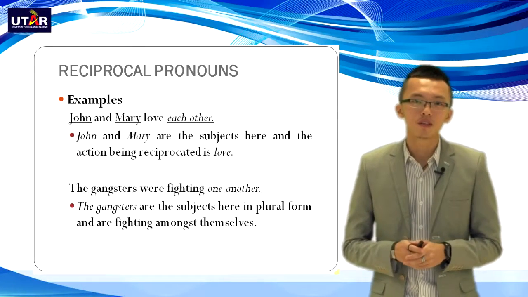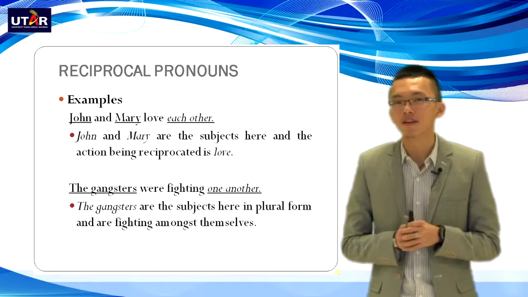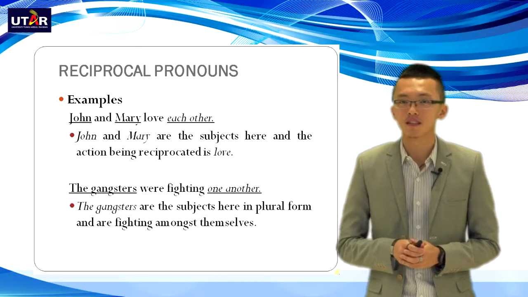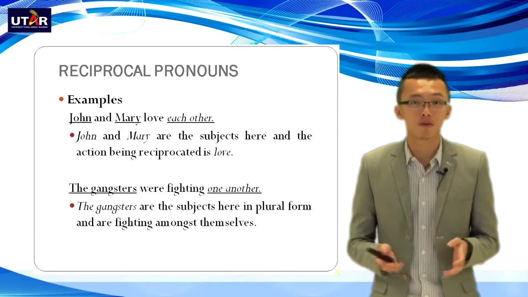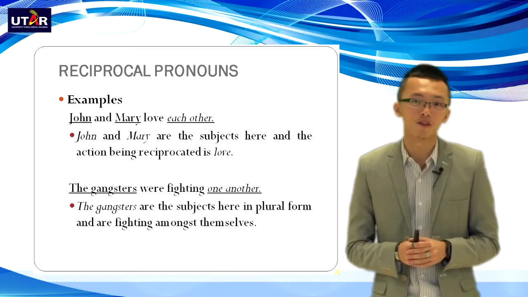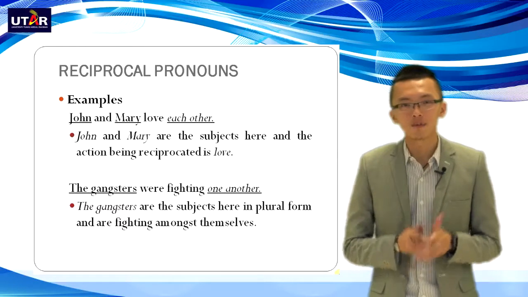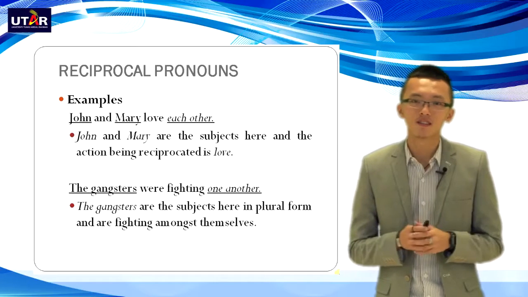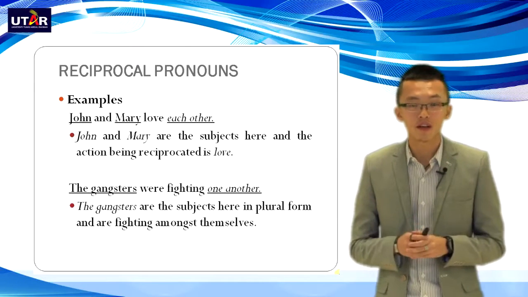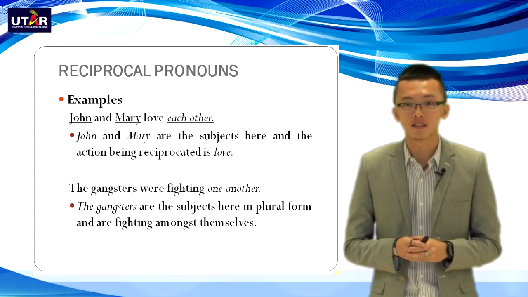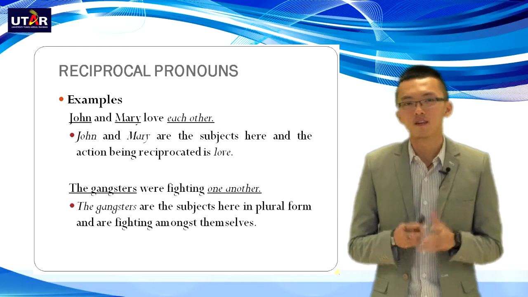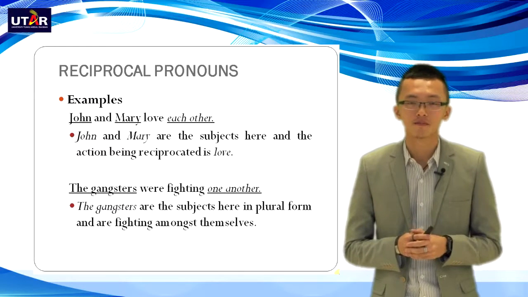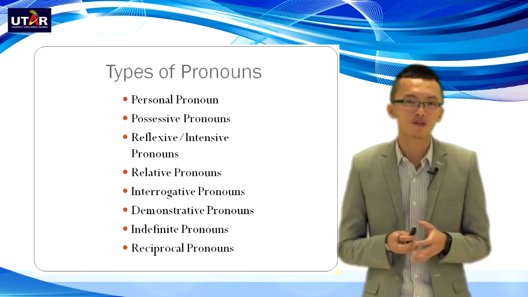Here are some examples. The first one, John and Mary love each other. Now, John and Mary are the subjects of this sentence, and the action here being reciprocated between the two of them is the verb love. The second example, the gangsters were fighting one another. Now, the gangsters here is a plural subject, multiple gangsters in the sentence, fighting one another, reciprocating the verb of fighting, each other. So we've come to the end of today's topic.